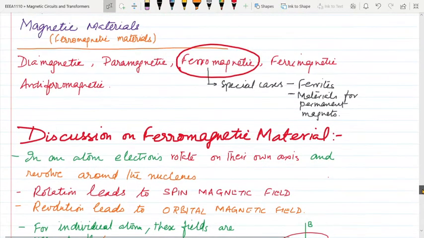So let us discuss the magnetic materials. Our special case is the ferromagnetic materials. What are the other magnetic materials? All the materials that are available to us can be classified as diamagnetic, paramagnetic, ferromagnetic, ferrimagnetic, or anti-ferromagnetic. What are diamagnetic materials?